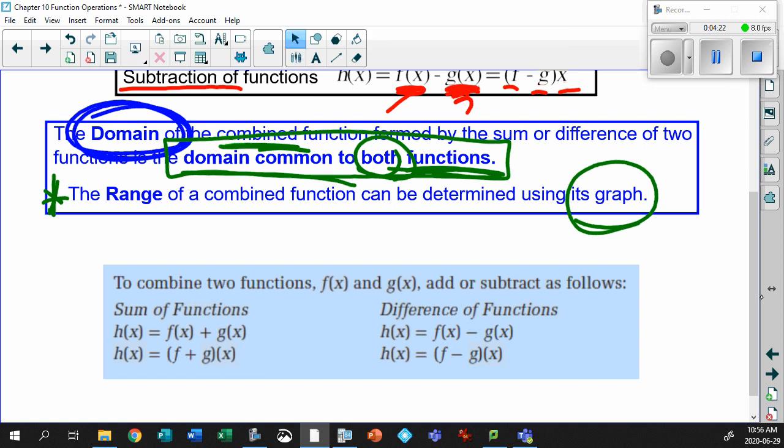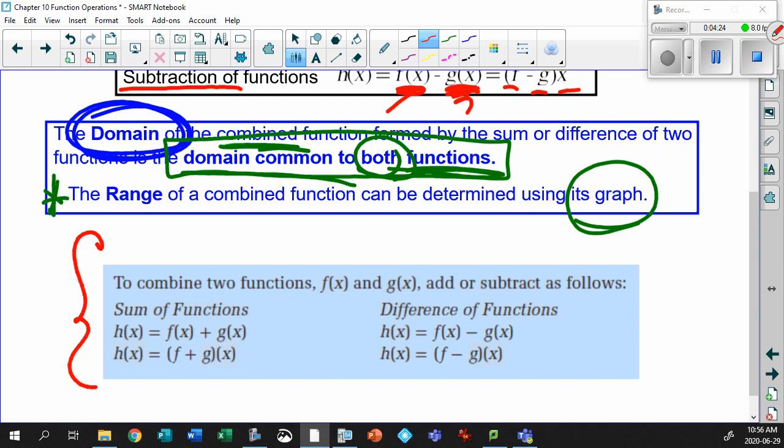So out of your textbook, here's a beautiful little thing. It talks about the sum and difference of functions and the different ways that we can write them. We can write them like normal: f(x) + g(x), or f(x) - g(x), or sometimes they put the whole thing in brackets and say (f + g)(x), or (f - g)(x).